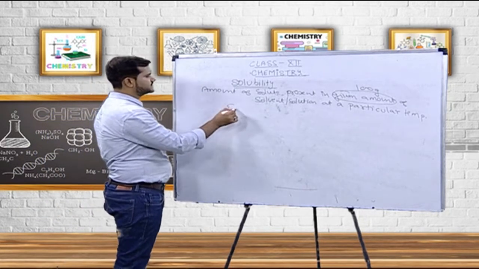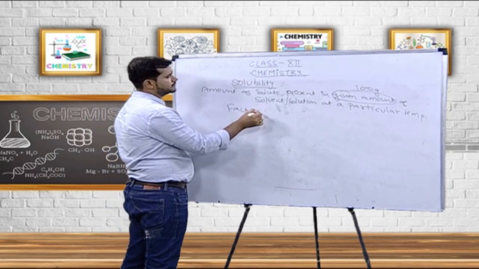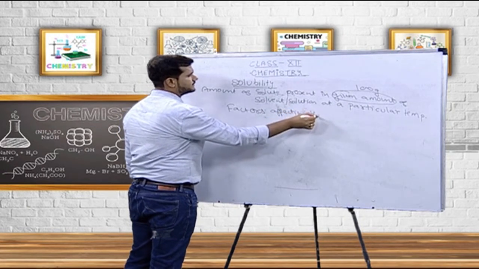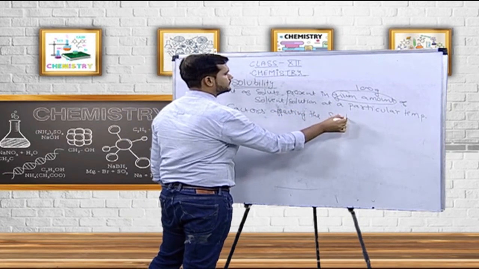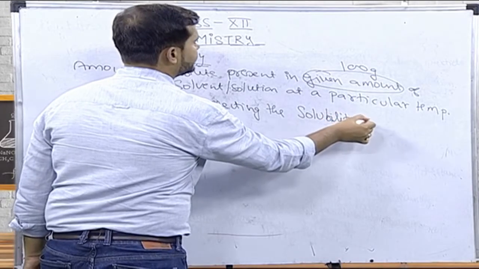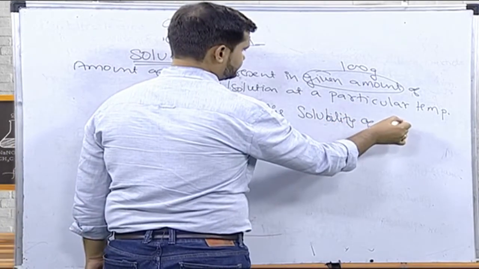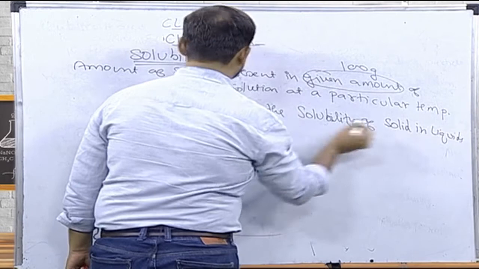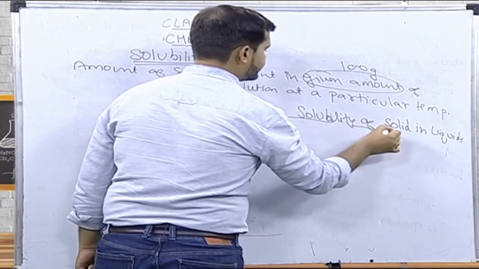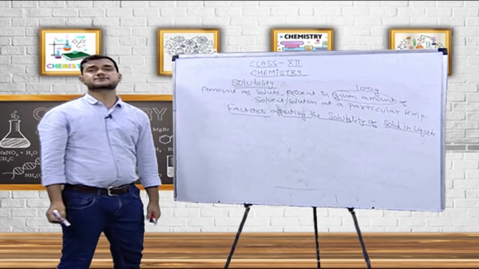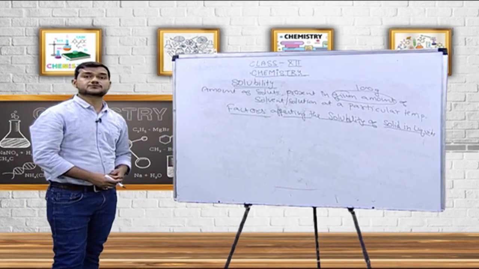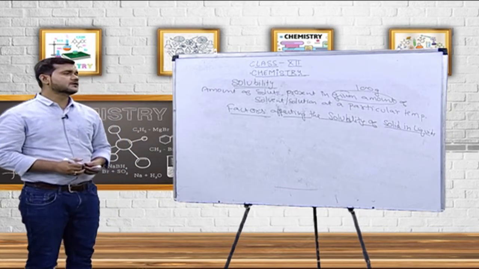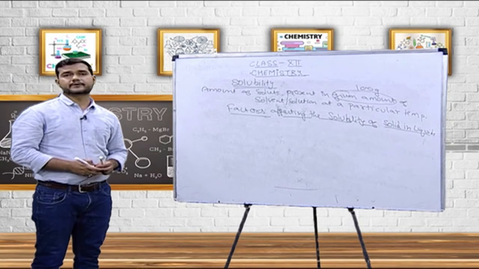Okay, then we have factors affecting the solubility of solids in liquids. Factors affecting the solubility of solids in liquid, like sugar dissolved in water, salt dissolved in water. What are the factors on which the solubility of a solid dissolved in liquid depends?